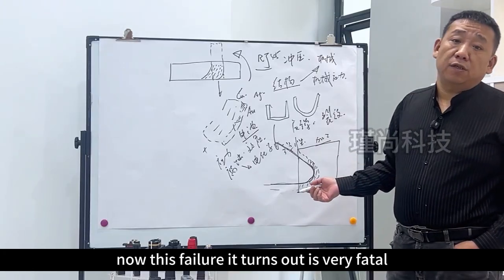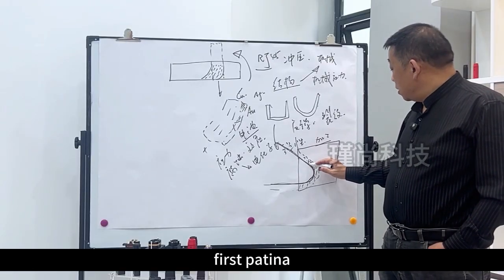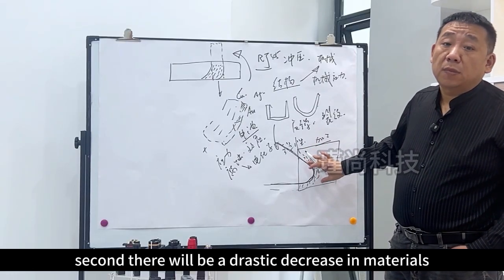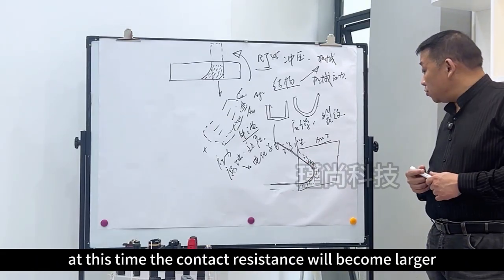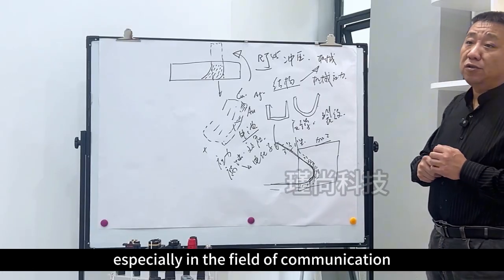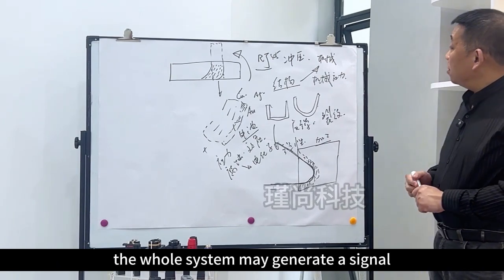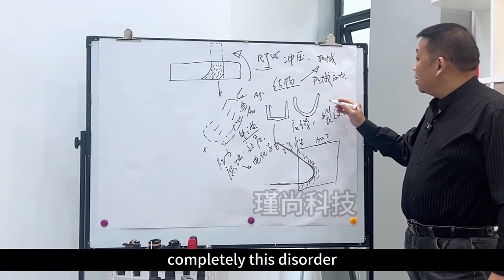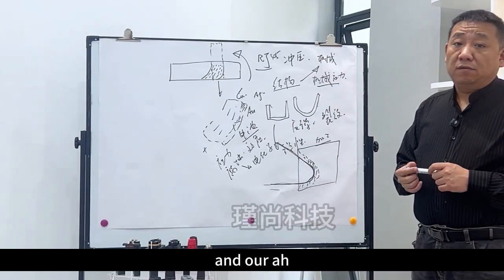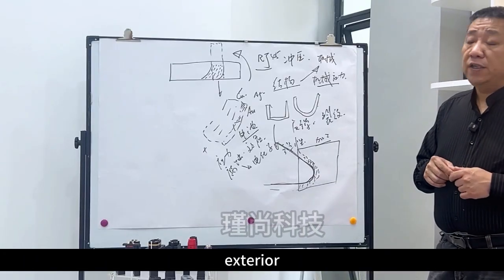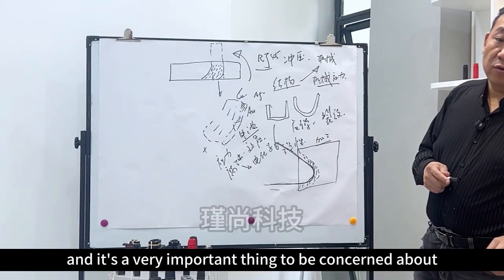Now, this failure turns out to be very fatal. It will quickly form, first, patina. Second, there will be a drastic decrease in materials in this place. At this time, the contact resistance will become larger, especially in the field of communication. As soon as the contact resistance in this place increases, the whole system may generate a signal disorder. So in our stamping process, that mechanical stress and our exterior is a remarkable characteristic of the rupture, and it's a very important thing to be concerned about.